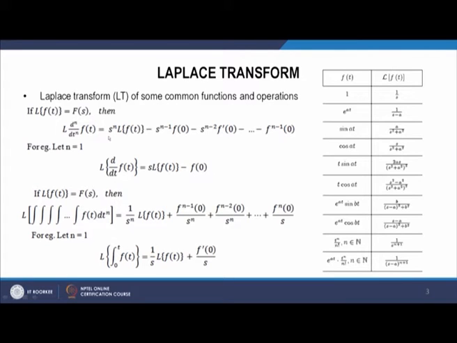that is s power n into Laplace transform of f(t) minus s power n minus 1 f(0) minus s power n minus 2 f dash (0) minus and so on, up to f power n minus 1 (0). So this is the nth derivative of f(t), and we are taking the Laplace transform. So for example, if we want the first derivative, L of d by dt f(t), n is 1, so it is s L f(t) minus f(0). So L f(t) is F(s), so we can write s F(s) minus f(0).